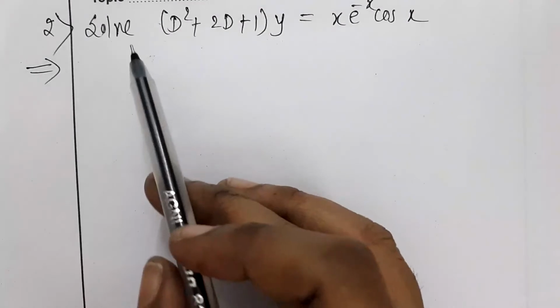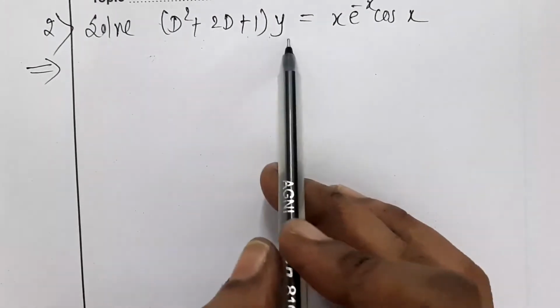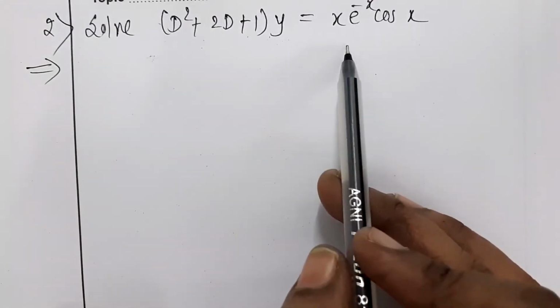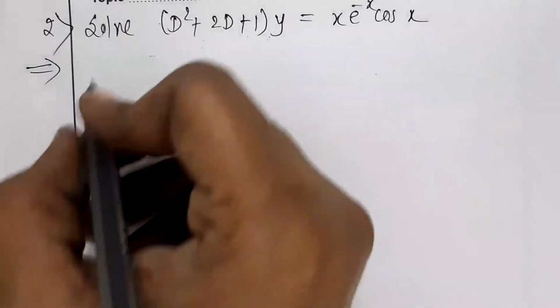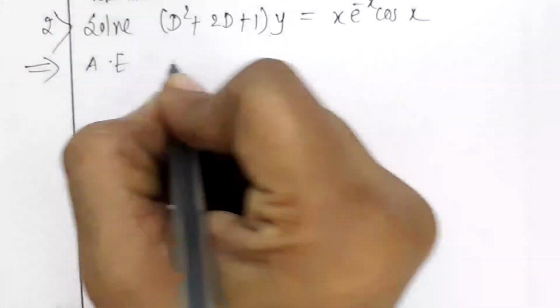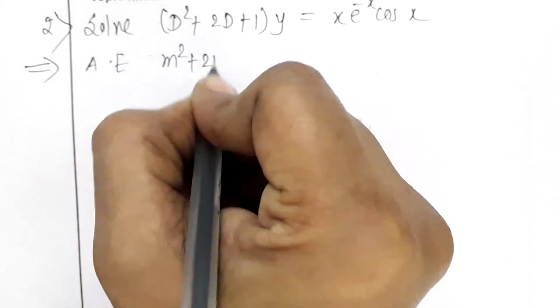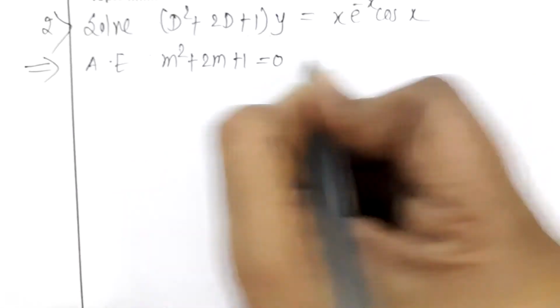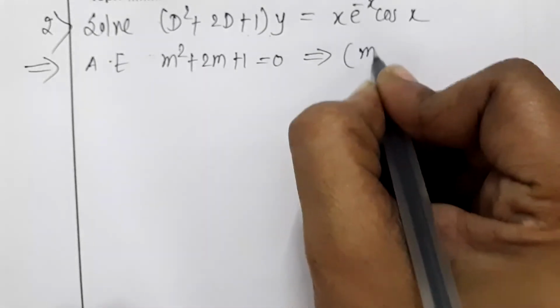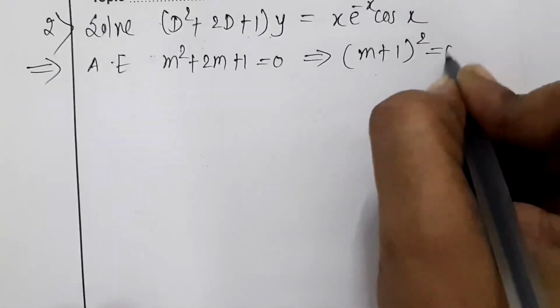Next example: solve (D square plus 2D plus 1) y is equal to x e to the power minus x into cos x. So first find out the auxiliary equation. M square plus 2m plus 1 is equal to 0. It is nothing but (m plus 1) whole square is equal to 0.